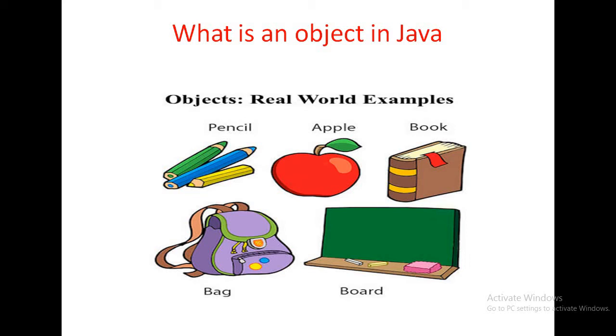So basically in the last class we have already discussed what objects are. An object is nothing but a real world entity, or everything you see in the real world is nothing but an object. There are different examples here, like pencil, apple, book, bag, board. These are nothing but my objects.